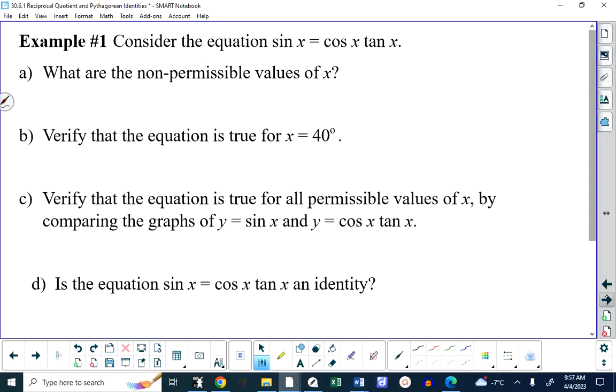Consider this equation: sine of x equals cos x tan x. What are the non-permissible values of x? Well, cosine of x is defined everywhere. You can even think of a graph of cosine of x. For any value of x, it's defined. Same as sine, but tangent is not defined. Tangent of x is undefined.